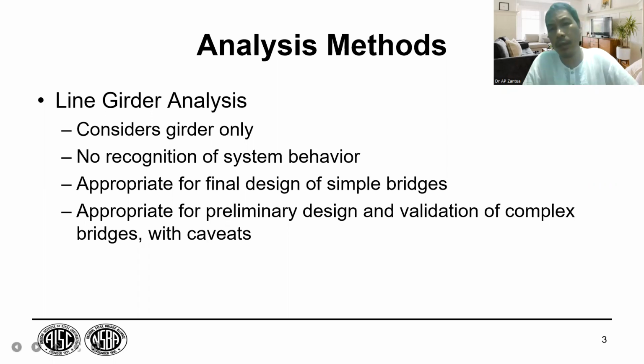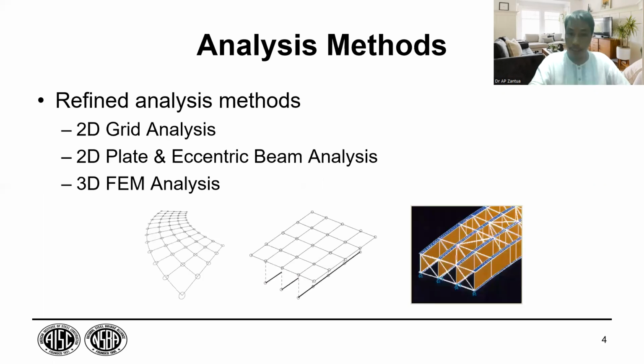Okay, so if you are using the 2D or 3D, it is more complex. Okay, but still you can use what you learned in theory of structures. Next, refined analysis. So we are using 2D or 3D. That is what we call refined analysis. Okay. So line analysis, that is single or one dimension. Refined analysis, 2D grid analysis, or plate and eccentric beam analysis. 3D, we are going to implement FEM. So that is finite element method analysis.